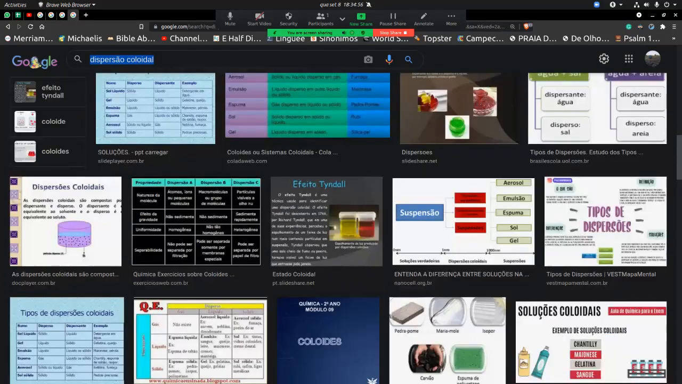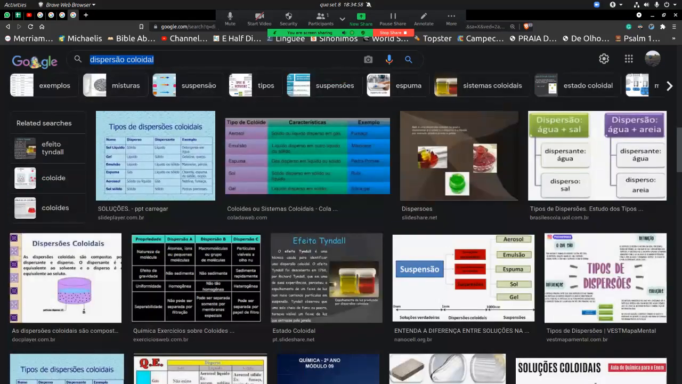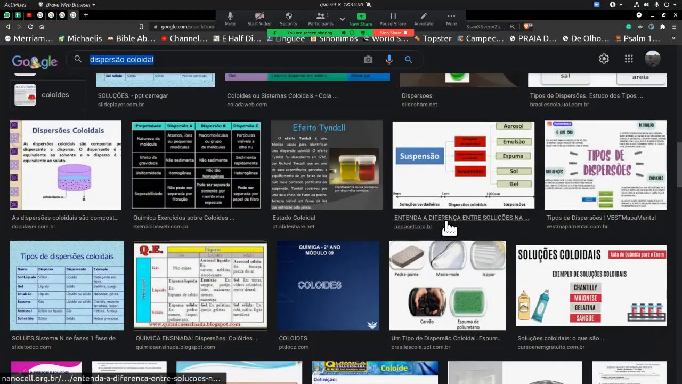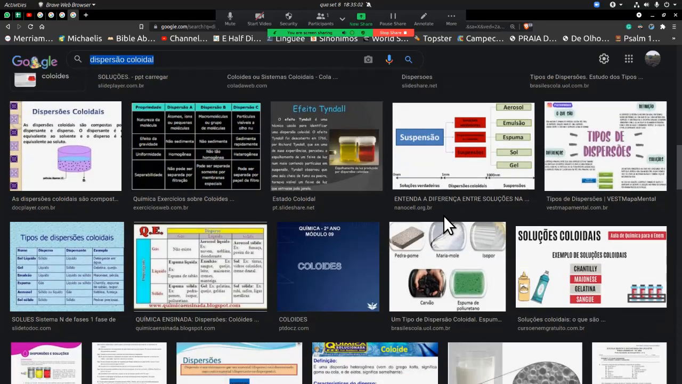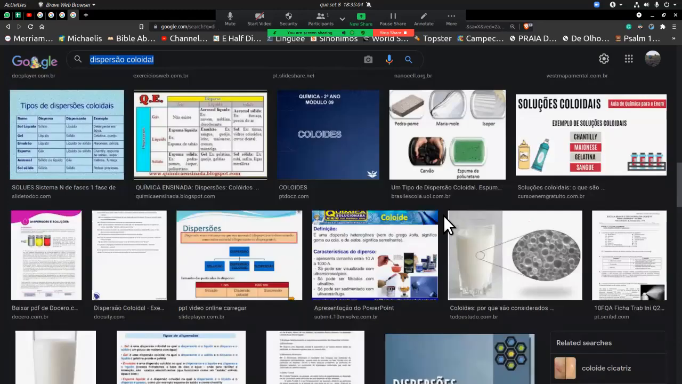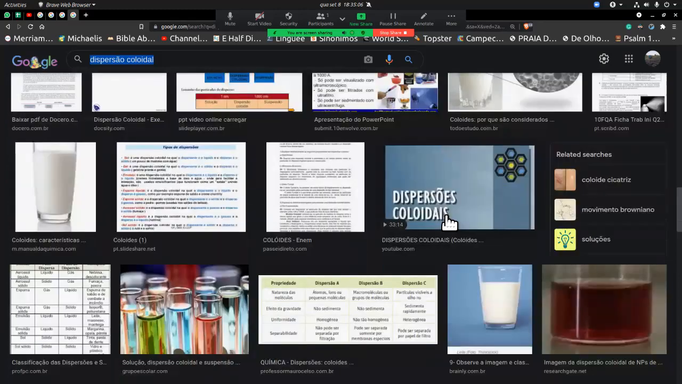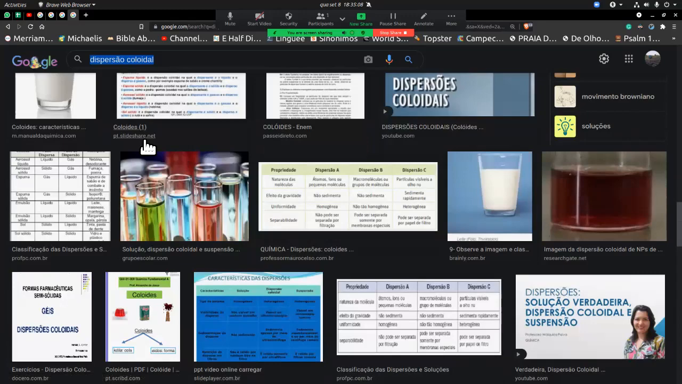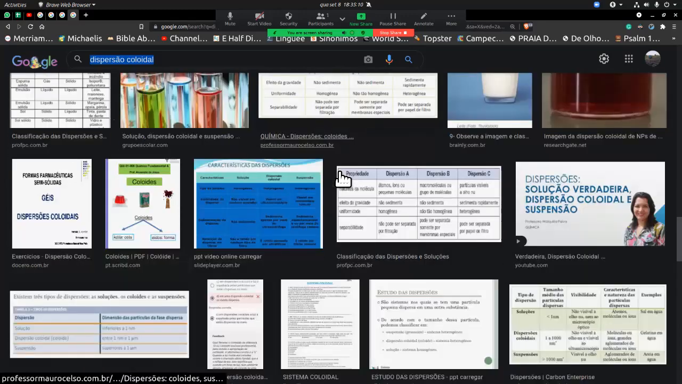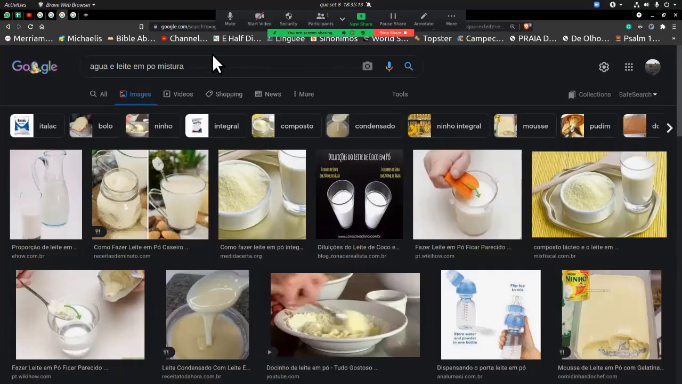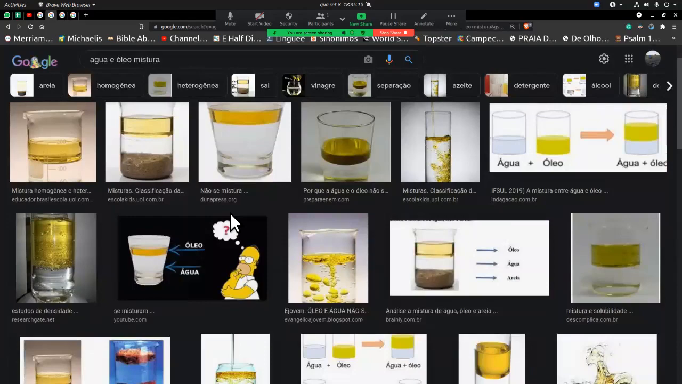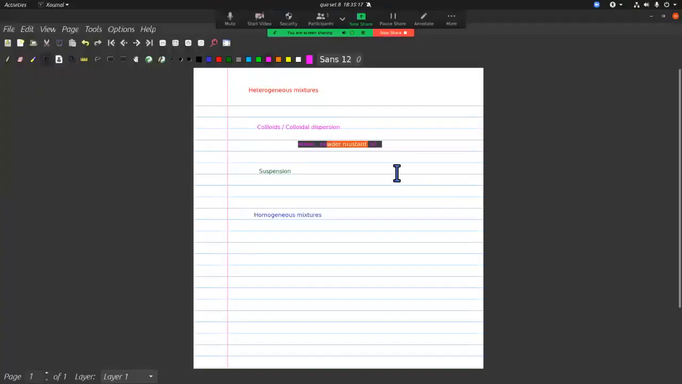And also, for example, gelatin, gel, jelly, and smoke, all of that are colloidal dispersions, like gas and solid. Milk is also a colloid. So yeah, it's kind of like that. And yeah, it's not only heterogeneous and homogeneous mixtures, it also has suspension and colloidal dispersion.